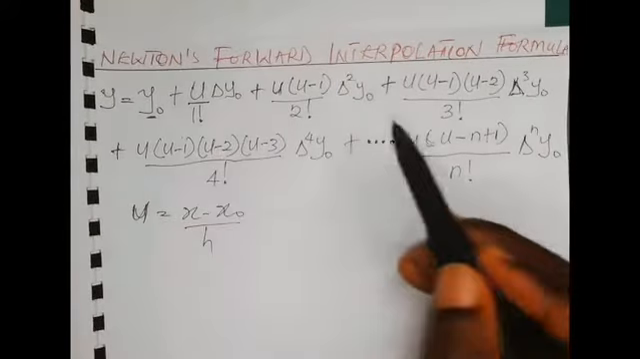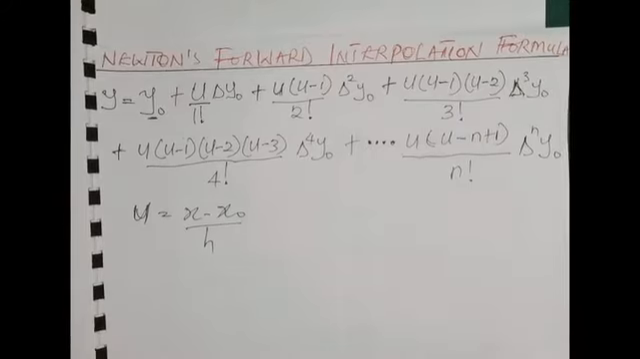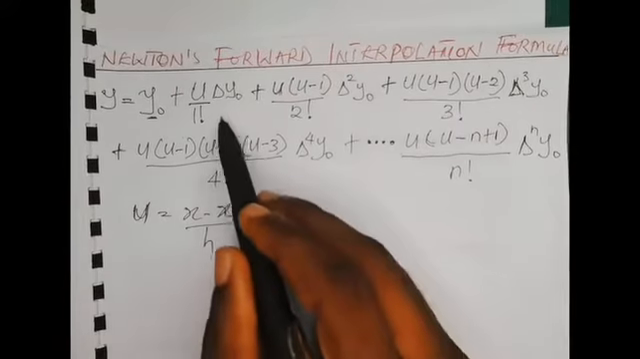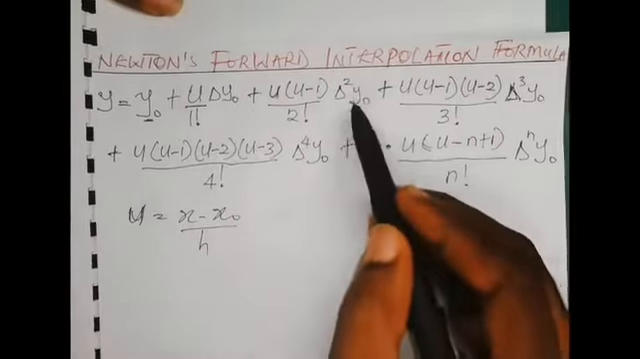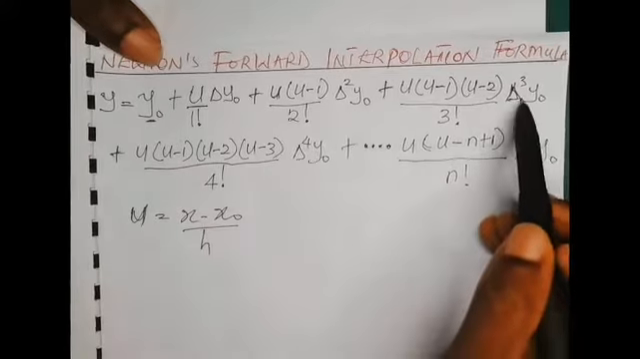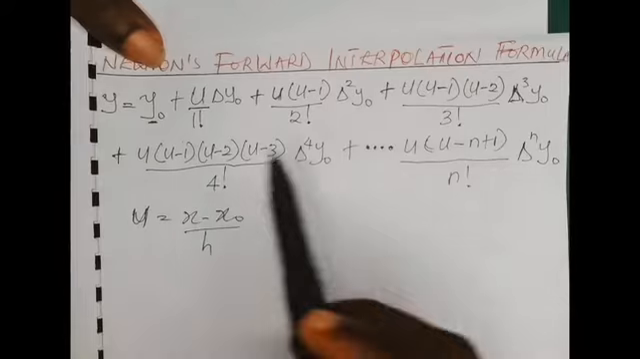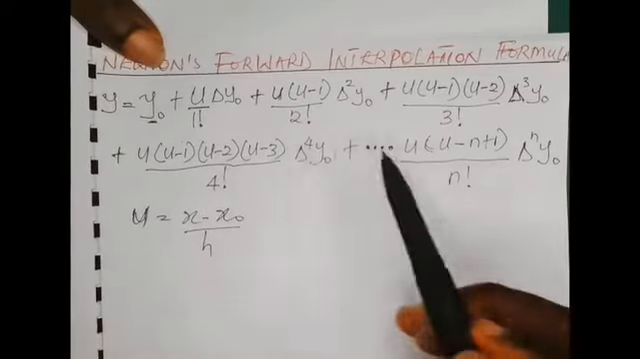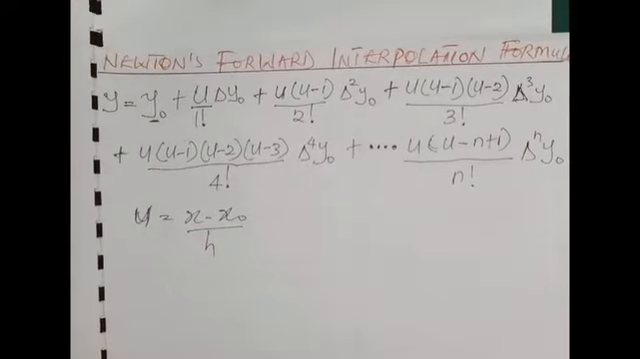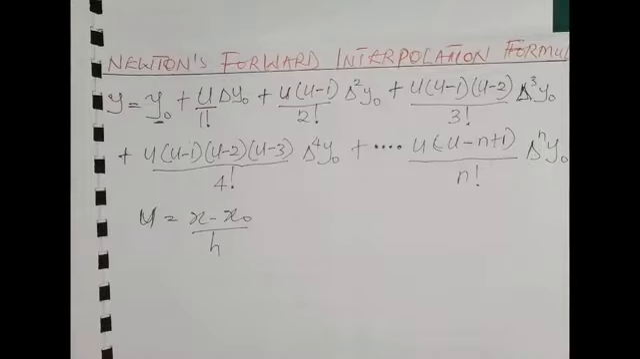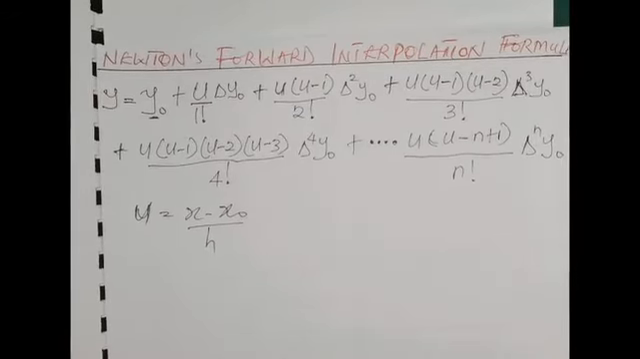If you take a look at the subsequent values in the formula, you're going to see delta y0, delta squared y0, delta cube y naught, delta fourth y naught, and it continues like that. This delta y naught or delta squared y naught are called the differences in values of y, and these differences are obtained from the difference table.